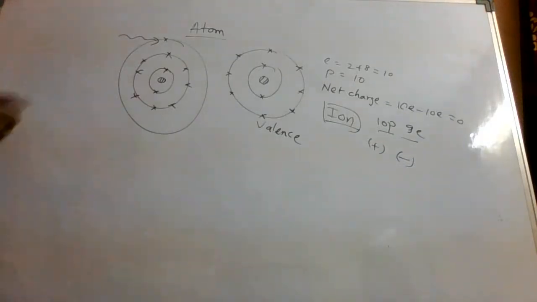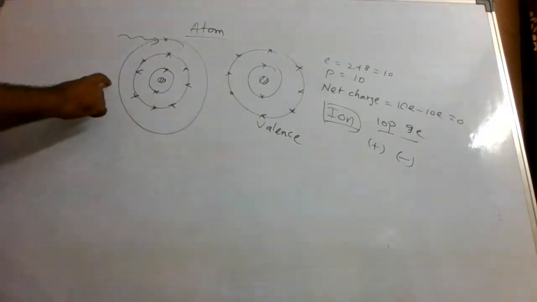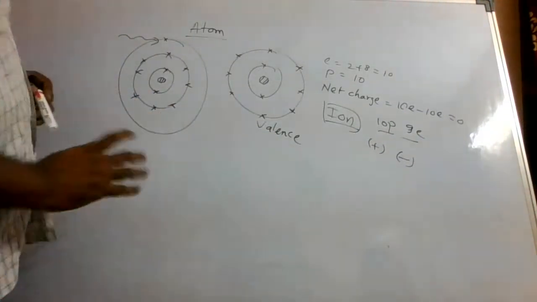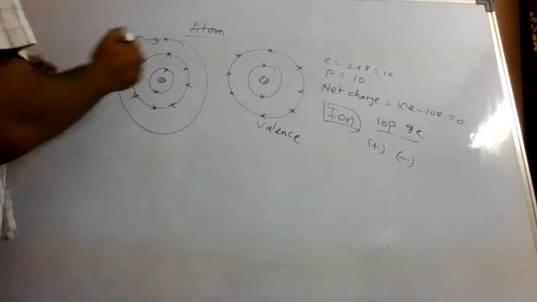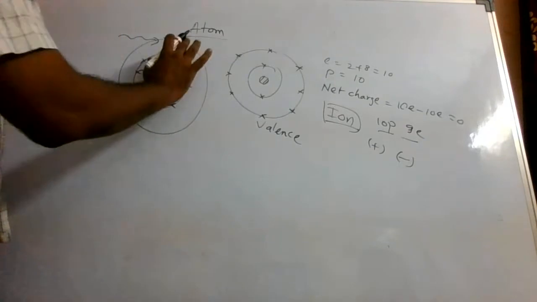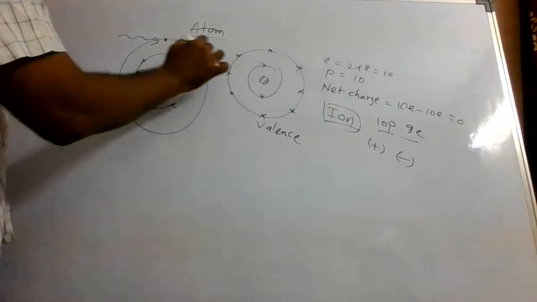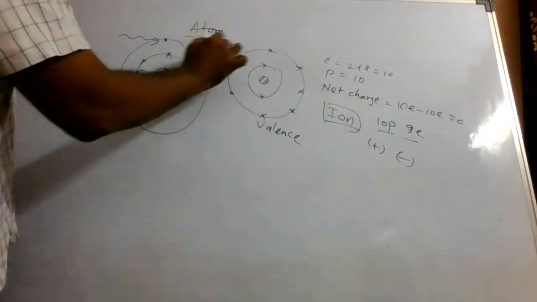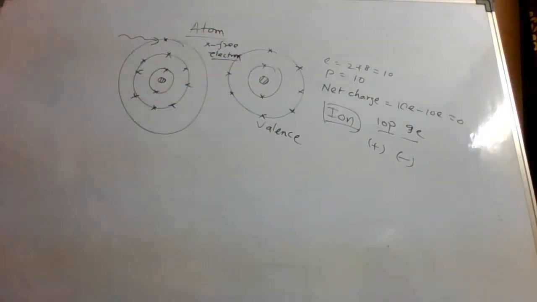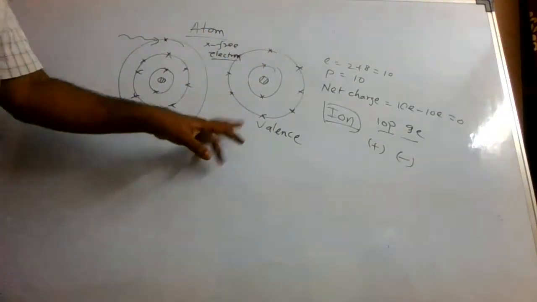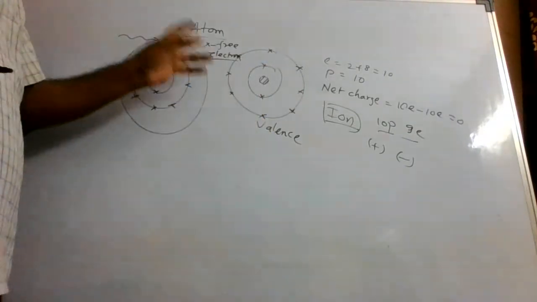So in the outermost shell, the electrons that are available are called valence electrons. When you give energy, let us say this electron left this atom and it came out. This is called a free electron. So I hope you understood the difference between valence electron and free electron. Valence is with the atom, free means outside the atom.